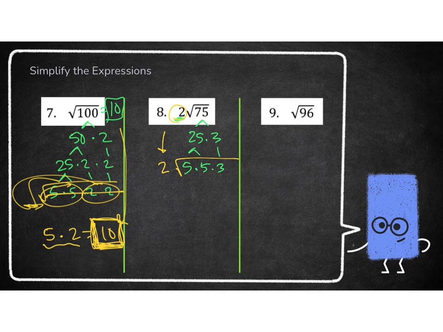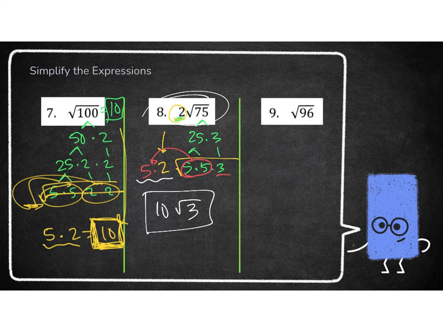Now I also need to think about bringing the pairs out. So I've got a pair of 5s that comes out front to be a 5 with that 2 that was already there. The 3 has to stay. I can't do anything with the 3. So the 3 is going to stay underneath the radical. Now I'm going to put the 5 that I brought out with the 2 that was already there and make that 10. And I get 10 root 3. And again, if you type that into your calculator, it better equal that. Okay, so that's the simplified expression because there's no perfect squares left under the radical.